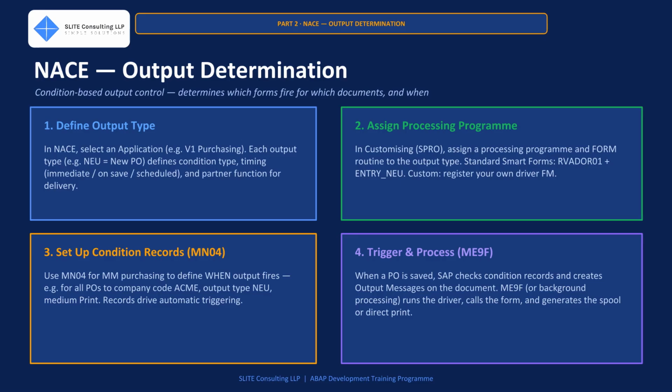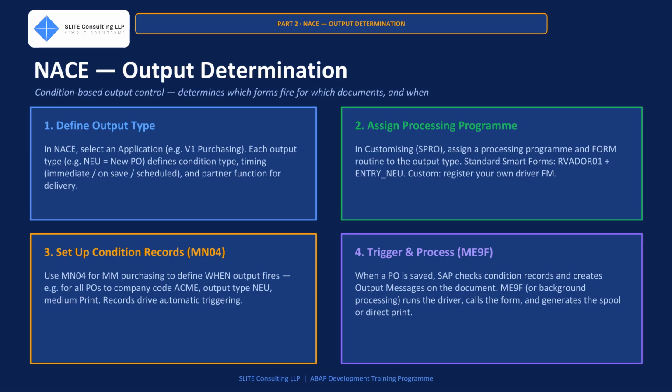Second, in SPRO, assign a processing program and form routine to the output type. For standard Smart Forms, this is typically SAPFM06P with entry point ENTRY_NEU. For custom forms, you register your own driver FM. Third, create condition records using transaction MN04 for purchasing. Condition records define when the output fires, for example, all POs for company code ACME, medium print, timing 1 immediately on save.